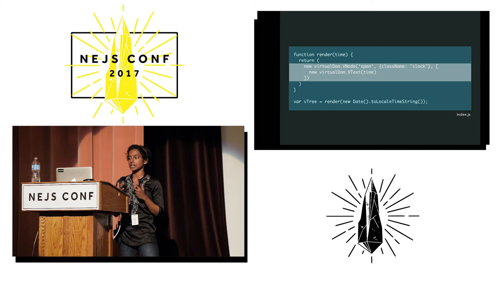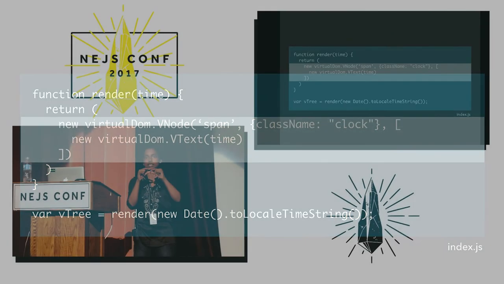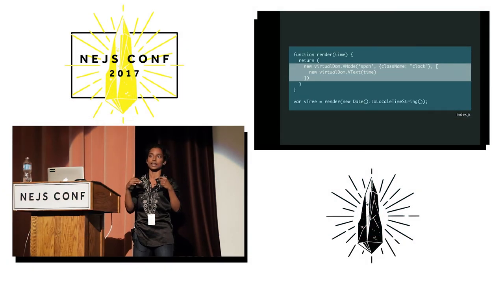So first, we have to create a render function. And the render function is just explaining your HTML structure in a JavaScript object model. So it looks a little confusing, but the way virtual DOM works is that you have to give it a node. The node is just like a tag. So you can give it a div, you can give it a span, and so on. And a text is the specific content that is within that.